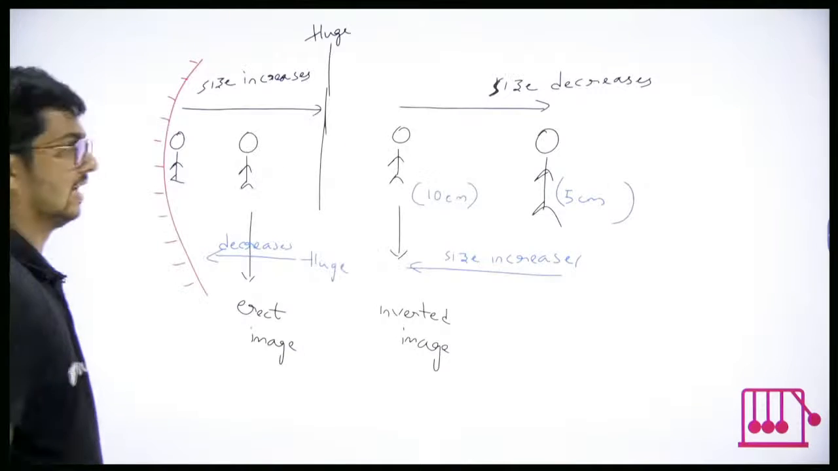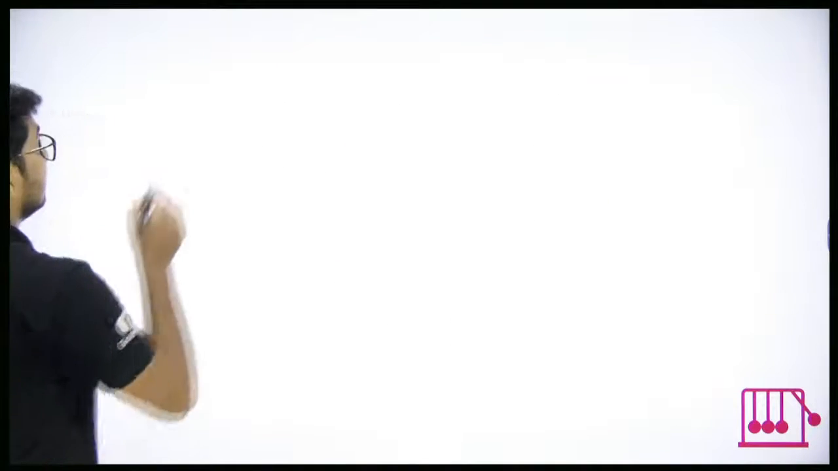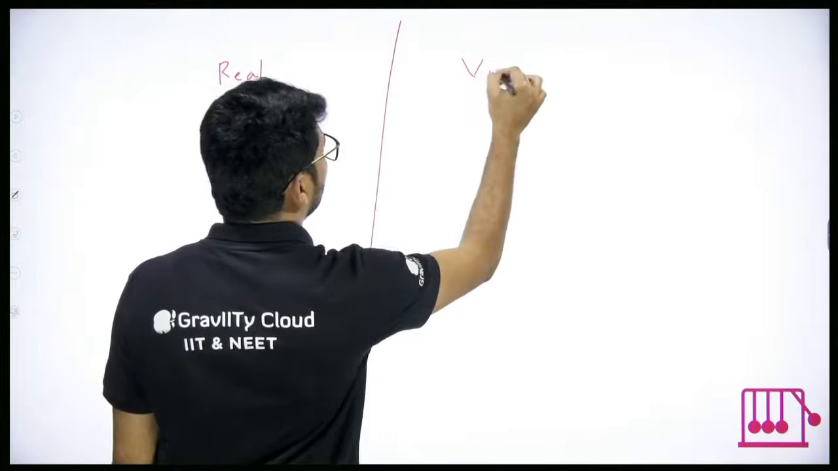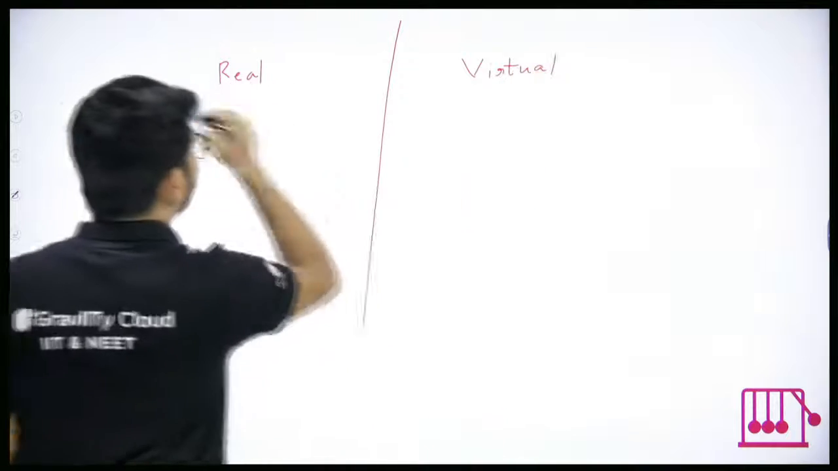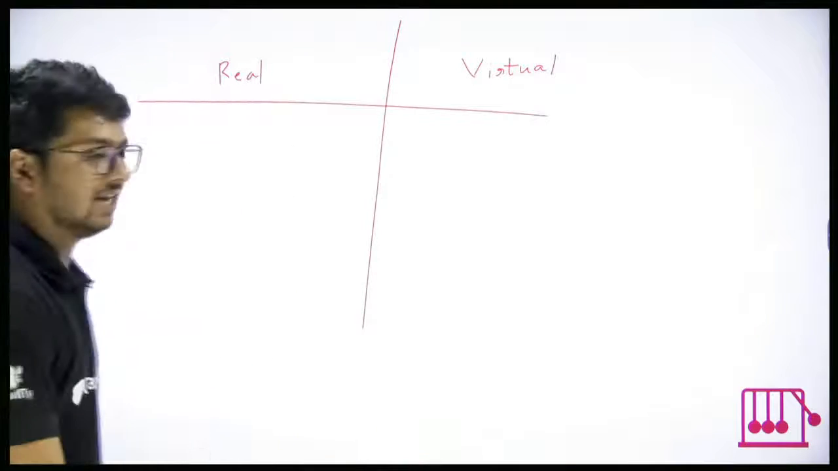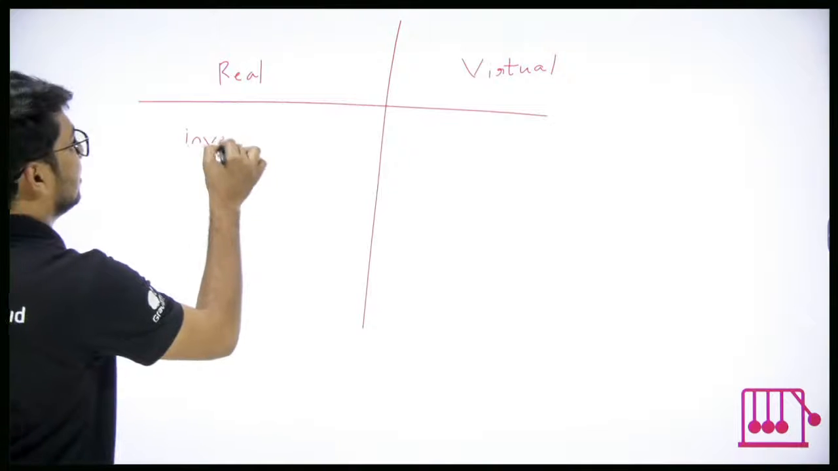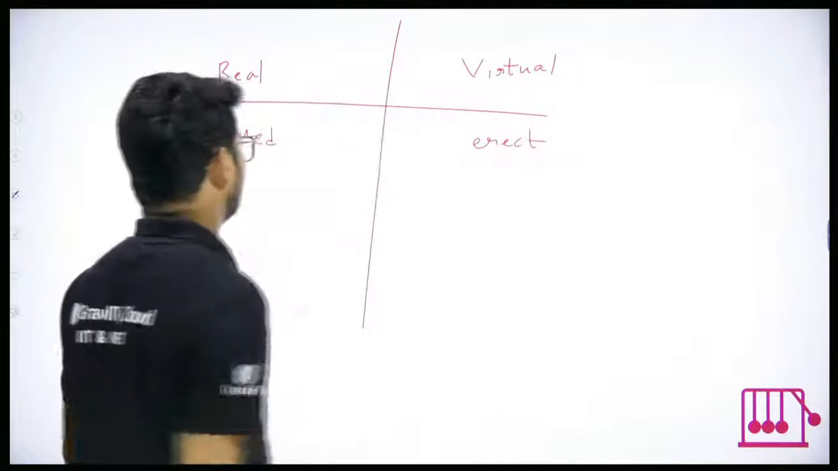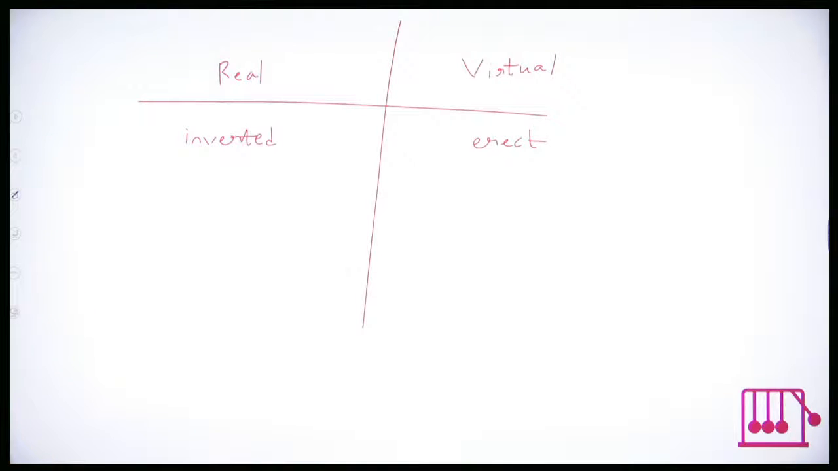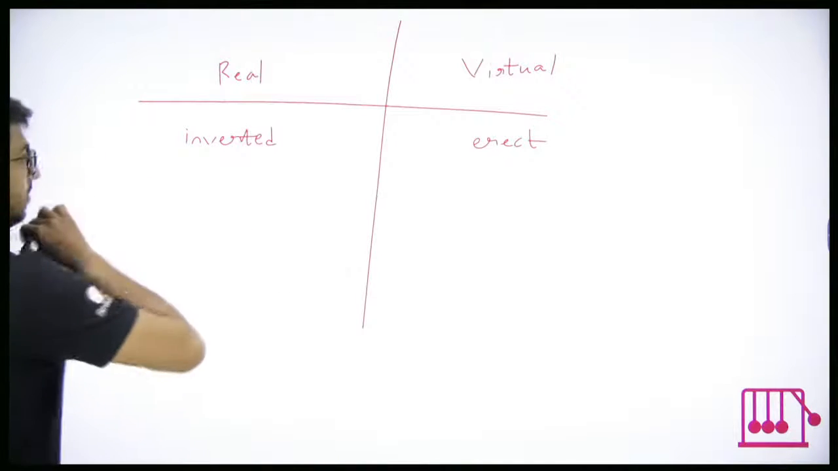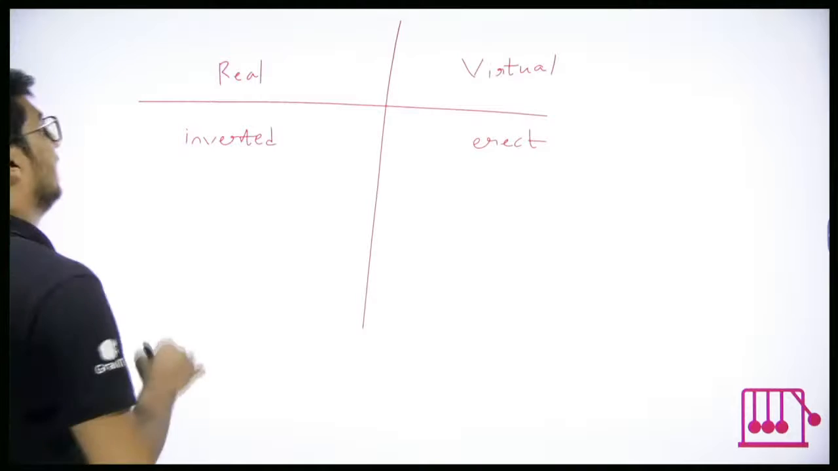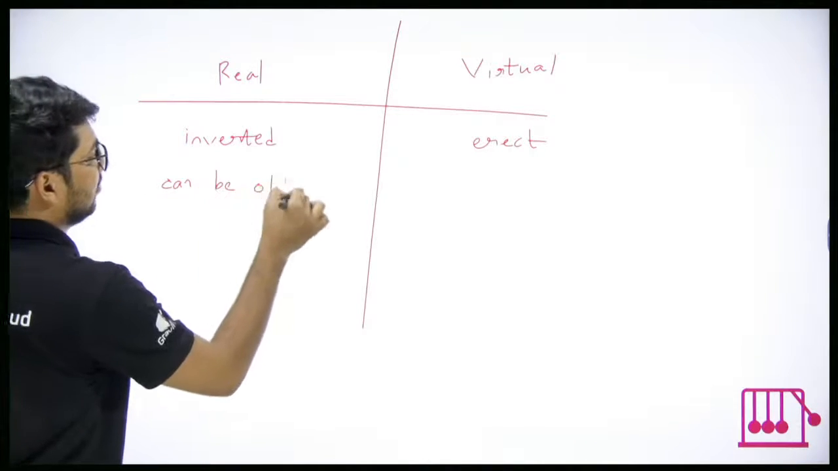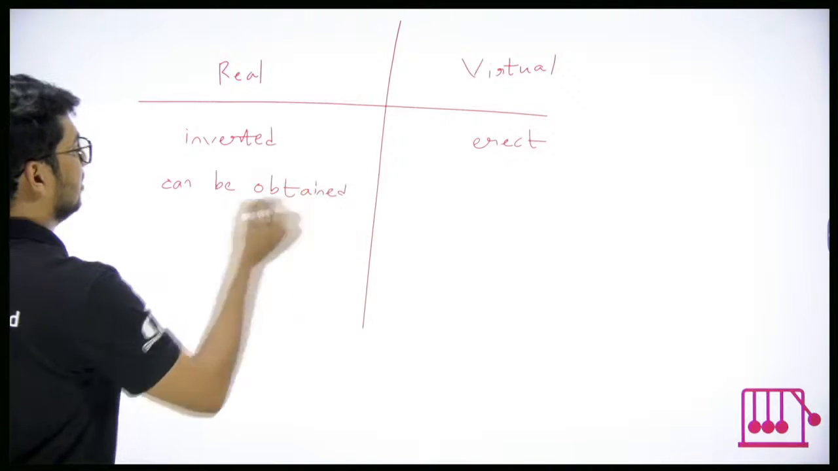And again, as we discussed, there are two types of images. We discussed about them already, everyone. Real images, virtual images. What are the basic differences between them? Real images are always inverted, whereas virtual images are erect. So if you are getting an inverted image, it means it is real. Erect image will mean virtual. Right? And then real images can be obtained on a screen.